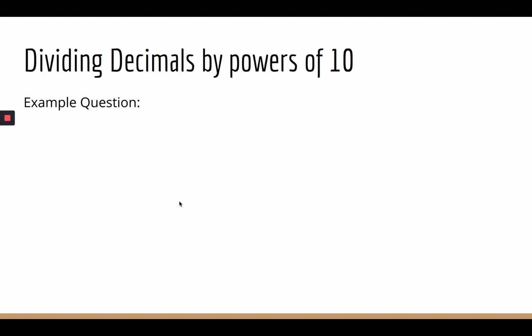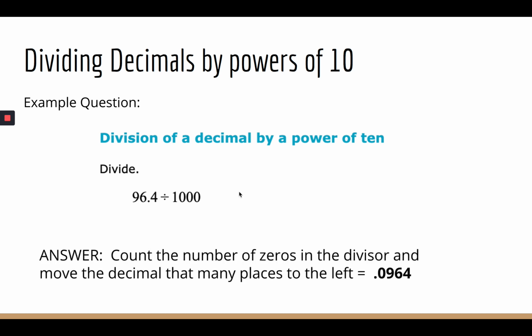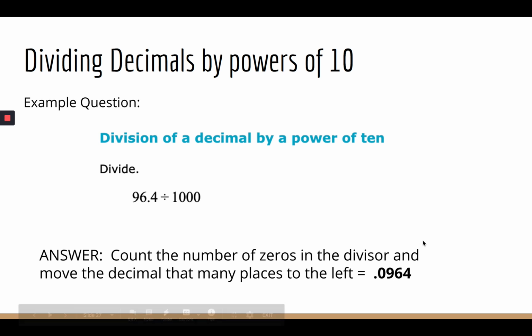And lastly, something most of you guys I think did pretty well on, this is dividing decimals by powers of 10. It's a shortcut. This is what we did most recently. But when you divide by a power of 10, like 10, 100, or 1,000, you can always just count the number of zeros, so in this case 3, and move the decimal that many places to the left. So count the number of zeros in the divisor, in this case 3, and move the decimal that many places to the left. That would give you an answer of 0.0964, or 964 ten-thousandths.